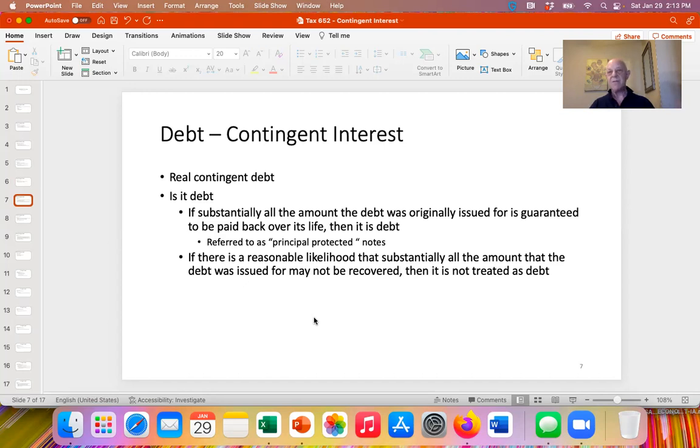So in my example, I said the investor gives us $10,000, and at the end of year 5, they're guaranteed to get back $10,000 plus a rate of return on the S&P 500. The fact that they were guaranteed to get back their $10,000 means that this is debt. They can't lose their original investment. And so in that case, we're going to treat it as debt. However, if there's a reasonable likelihood that substantially all the amount that the debt was issued for can't be recovered, then it's not going to be treated as debt.